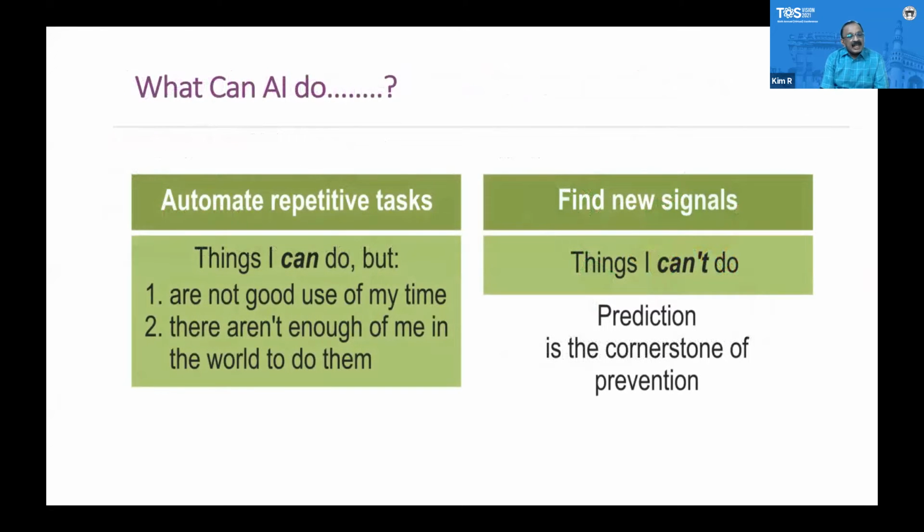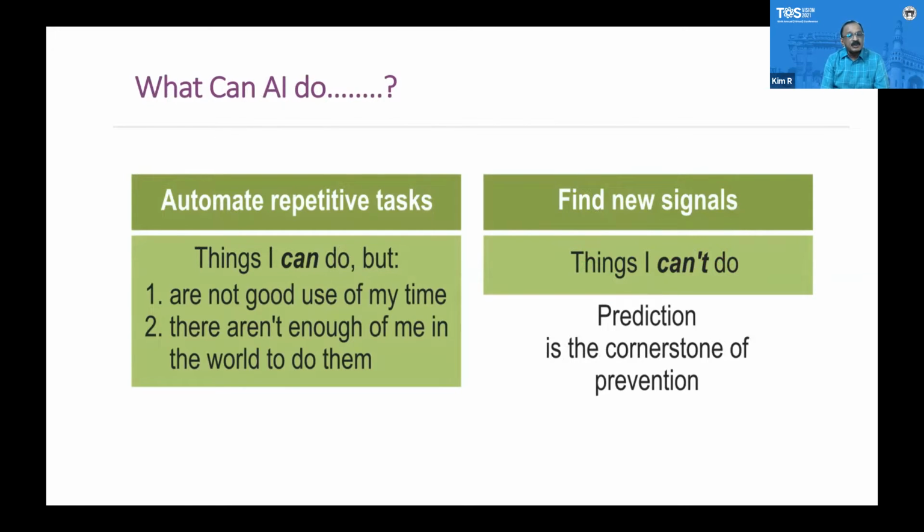So what can AI do for us? There are so many processes that we as doctors would be doing repetitively with little training. Anybody can be made to do that, such as grading fundus images as in diabetic retinopathy. There are so many activities in our day-to-day work which may not be a good use of our time.